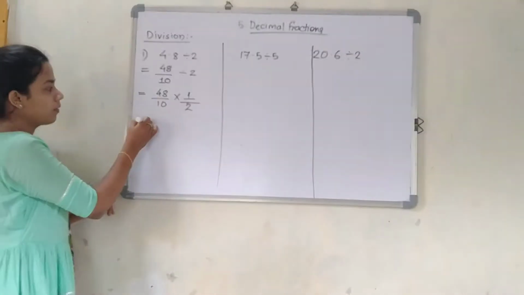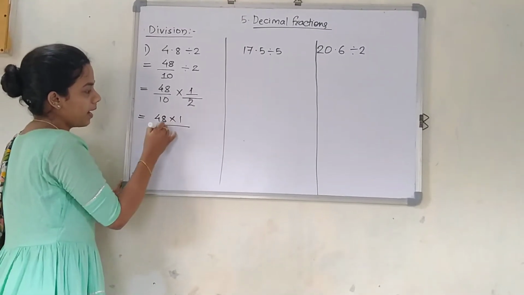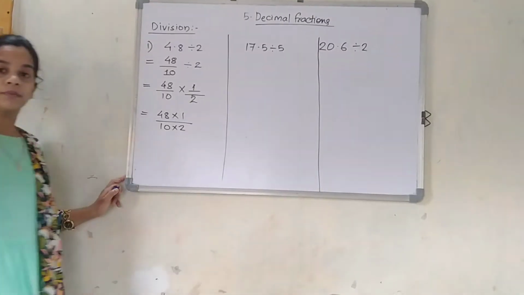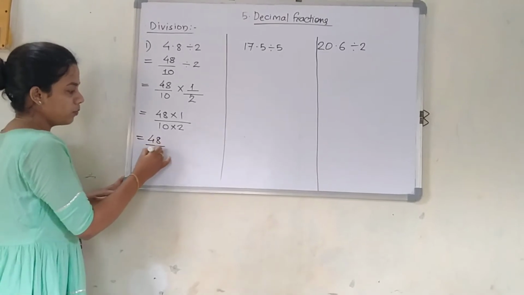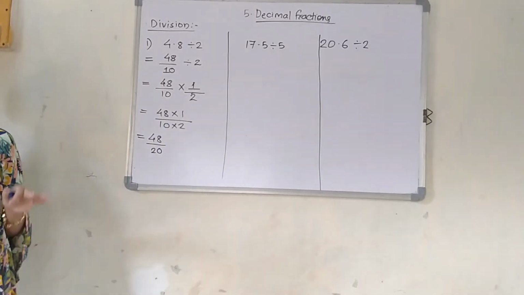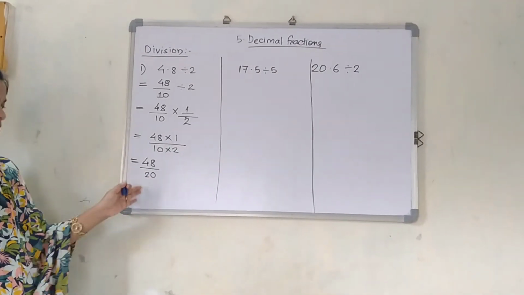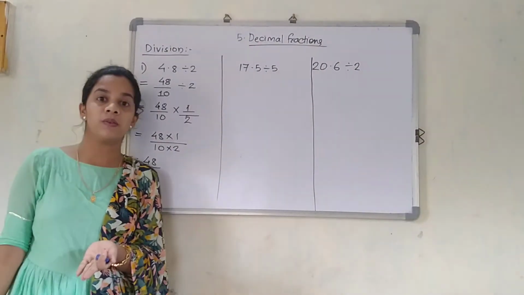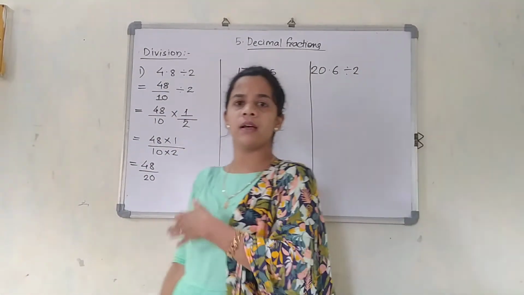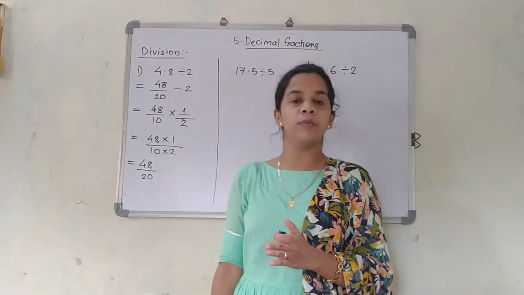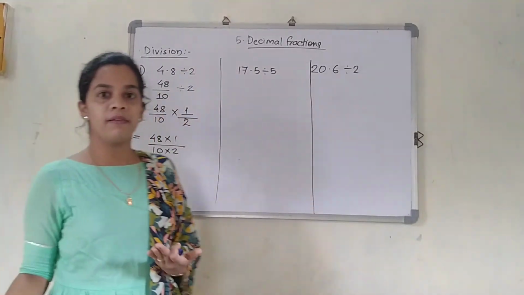So now 48 into 1 I am going to write as it is and 10 into 2. 48 ones are 48, 10 twos are 20. I want my answer in a decimal number. This is not my answer. This is not a decimal fraction because here it is 20. What are decimal fractions? The fractions whose denominators are 10, 100, 1000, 10,000 and so on. Those are said to be decimal fractions. Is this a decimal fraction? No, it is not. So what will I do now?